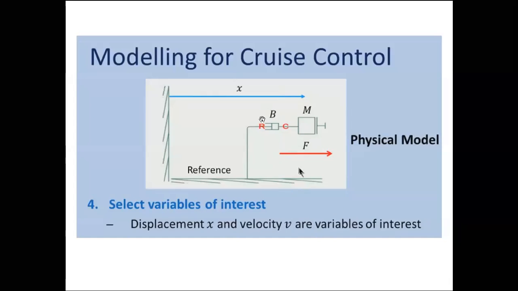Let me explain how we got this diagram. On the left side, this is the reference mark. That means this car has some displacement. This is the reference position 0, and the car got some displacement X. Next, let me explain M here.